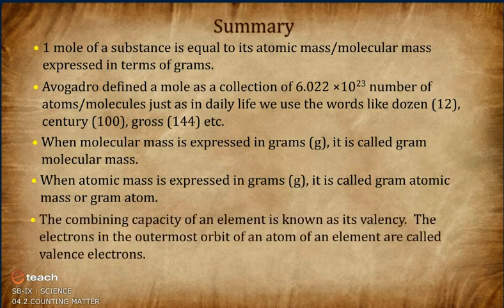The combining capacity of an element is known as its valency. The electrons in the outermost orbit of an atom of an element are called valence electrons.